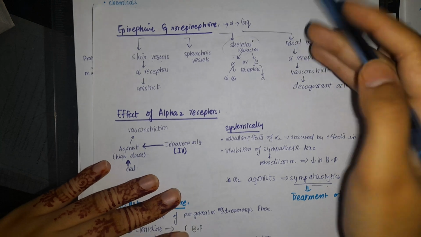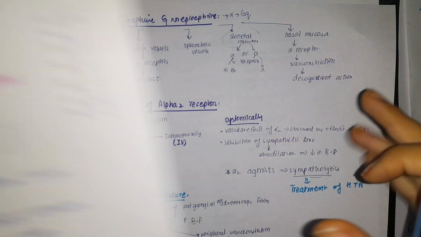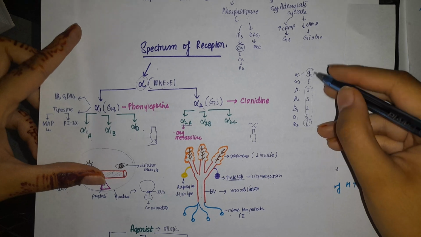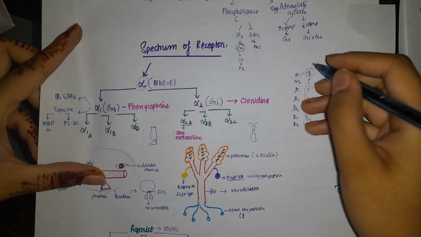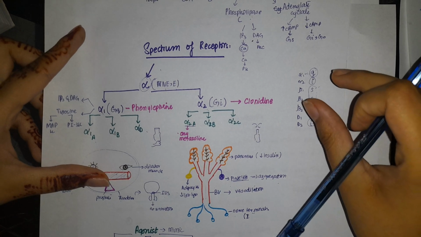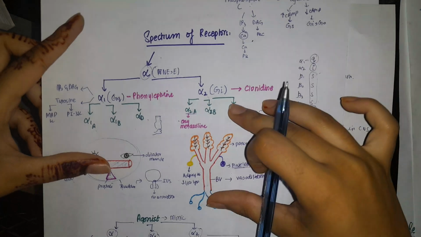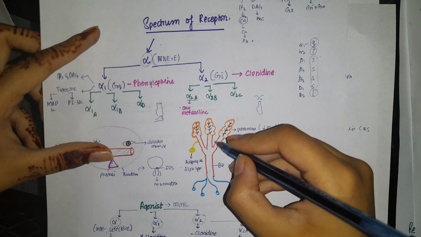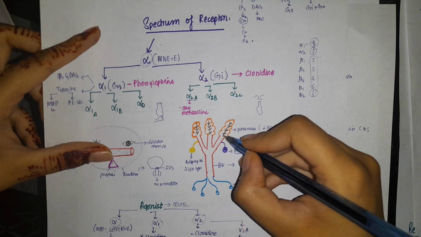After that, now we come to alpha 2, and by the KISS mnemonic, you know that alpha 2 receptors are inhibitory in their function, and for their location, I told you that you can remember it by a tree, that they are present generally in blood vessels.